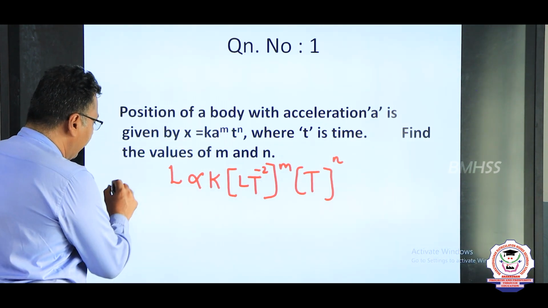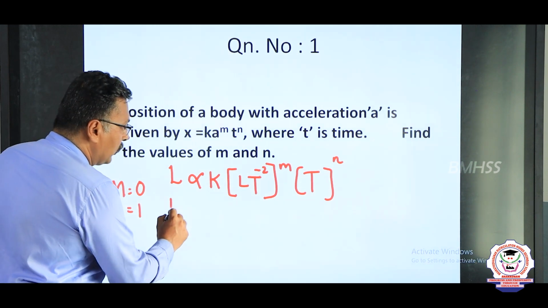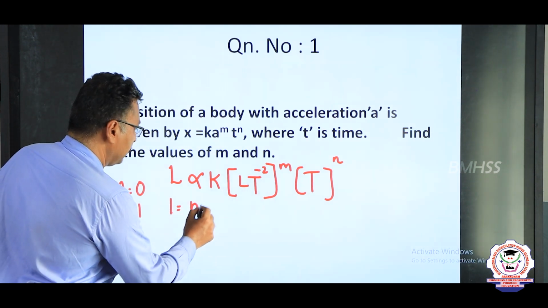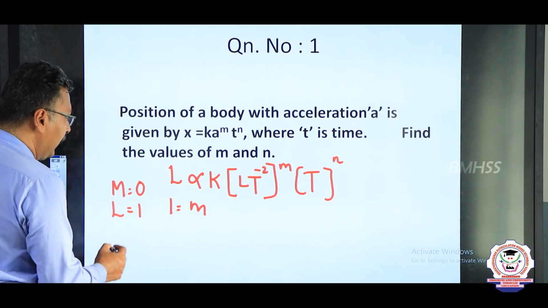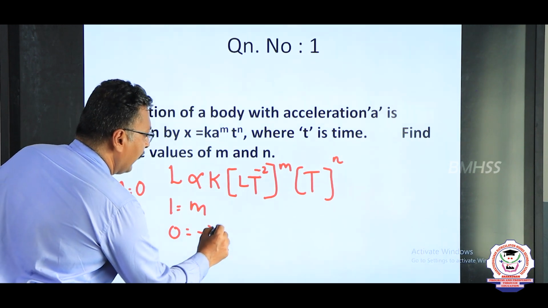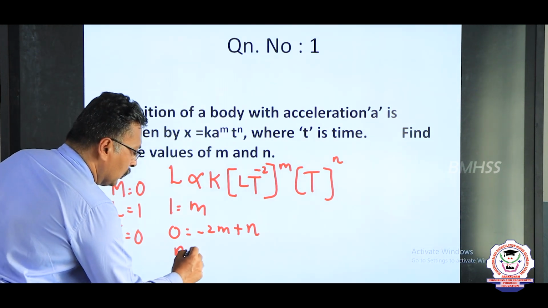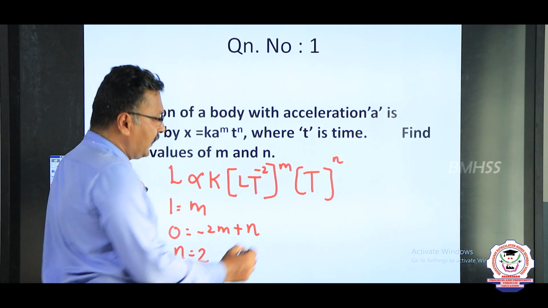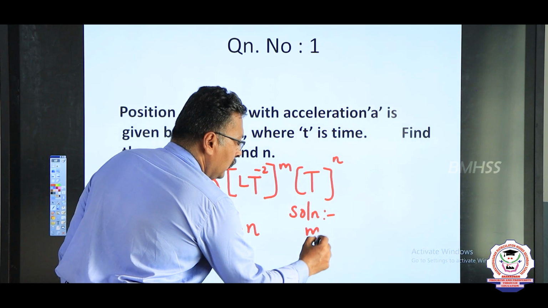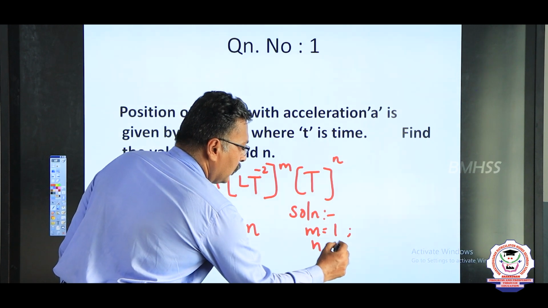By dimensional analysis, we equate the left hand side powers of L and t to the right hand side. So for L, on the left hand side, L is equal to 1, so 1 is equal to m. For t, it is equal to 0, so 0 is equal to minus 2m plus n. So n is equal to 2. We have solved the problem. The solution is m is equal to 1 and n is equal to 2.